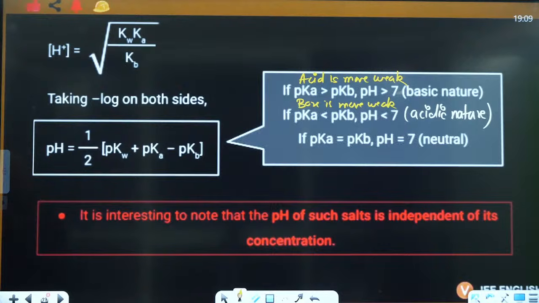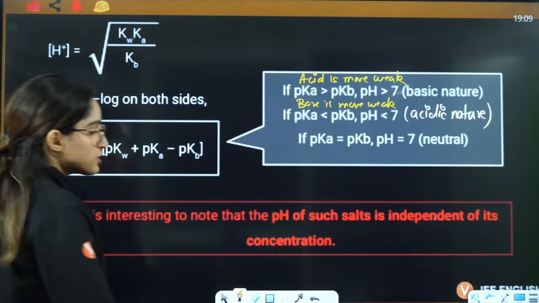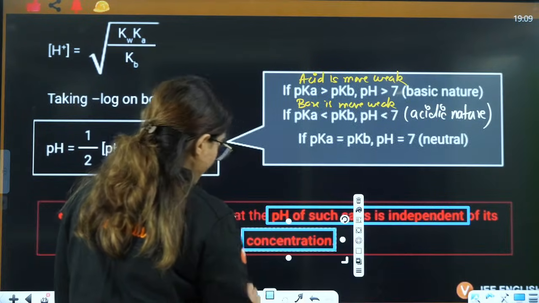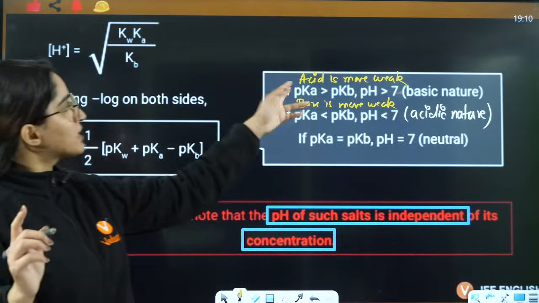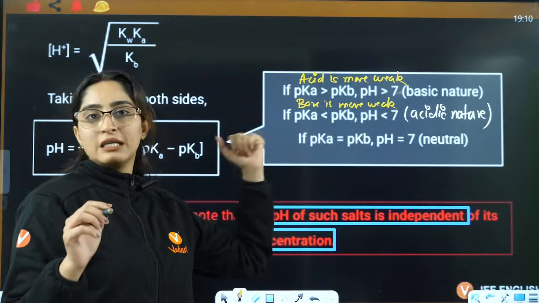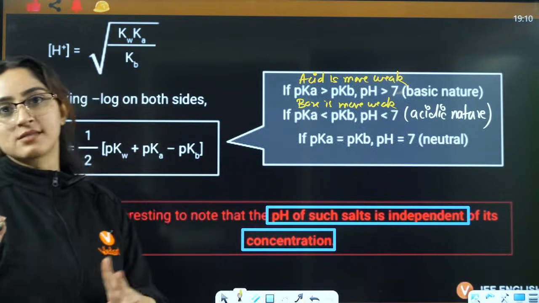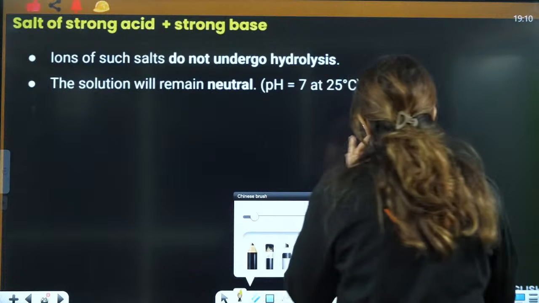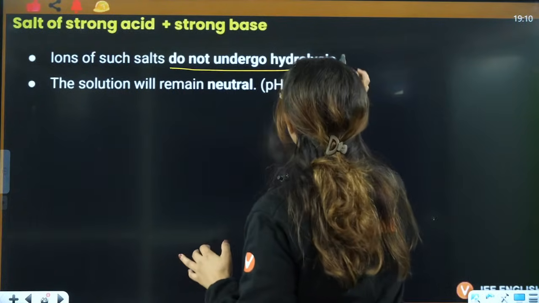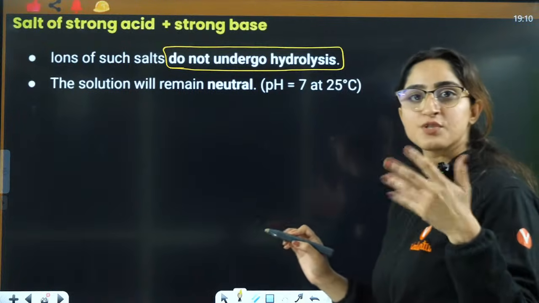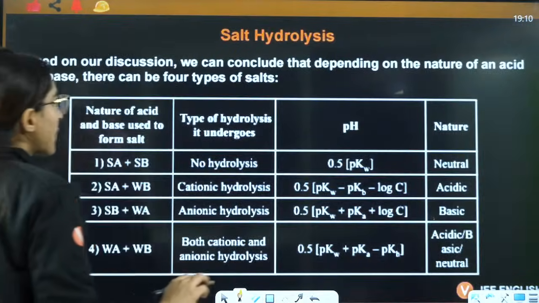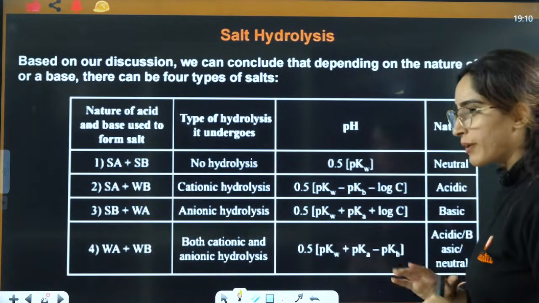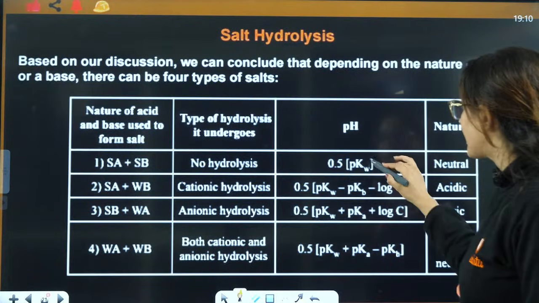Tell me, everybody. It is interesting to note that the pH of such a salt is independent of its own concentration. pH is not dependent upon the concentration; it is dependent upon the relative natures of the acid and the base, right? Salt of a strong acid and a strong base is never going to show any hydrolysis, because strong solutions will never show any kind of hydrolysis. So this is what you need to remember in the end. If you have a strong acid and a strong base, there is no hydrolysis in that case.